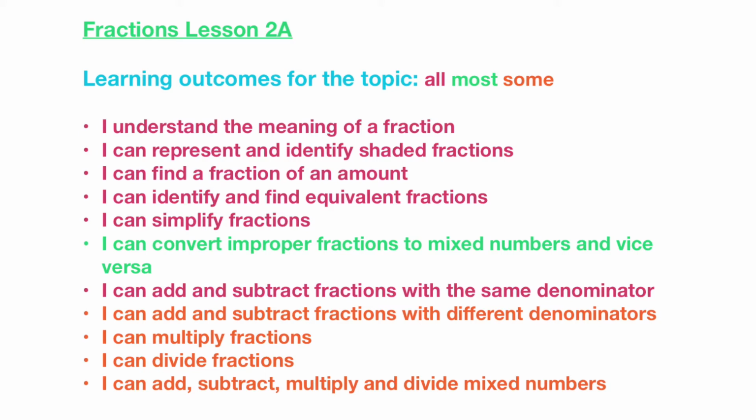So we're going to recap where we're up to and then we're going to carry on. Before, we've looked at the meaning of a fraction, and we've looked at representing and identifying shaded fractions. We've worked on how to find a fraction of an amount. We can identify and find equivalent fractions, although some of you found that a little bit tricky. What we're going on to today is simplifying fractions and changing improper fractions to mixed numbers and vice versa.